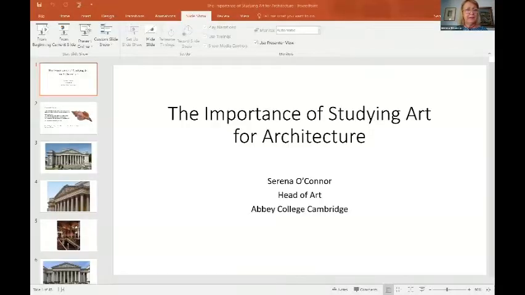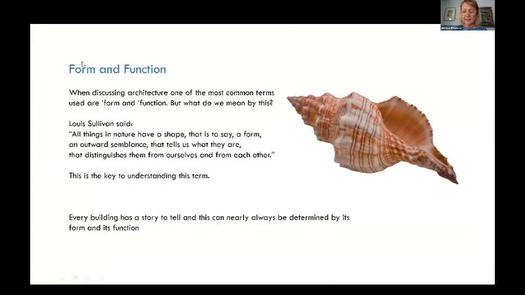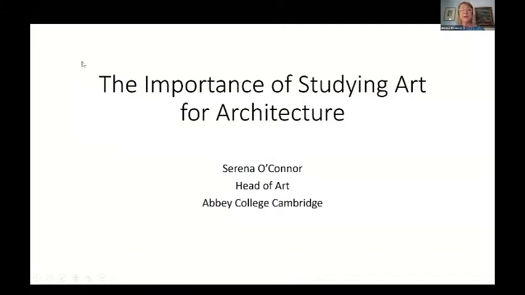There we are. Just getting that at the moment. Right, so this talk today is really about the importance of studying art for architecture.